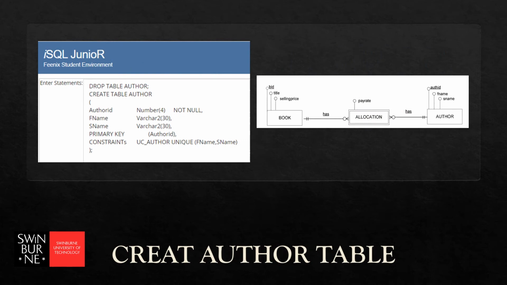This is how we create the author table in our assignment 1. It has column names like author ID, F name, and S name, and the data types. After that, we use the not null keyword on author ID. Then we use author ID as primary key, and we use a unique constraint on fname and sname.